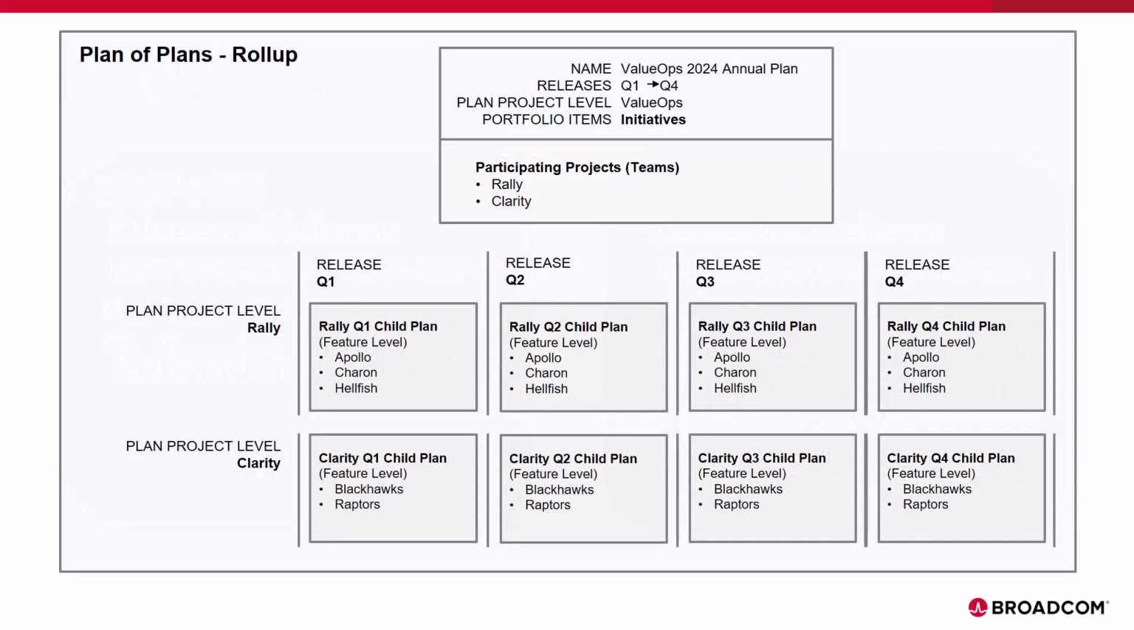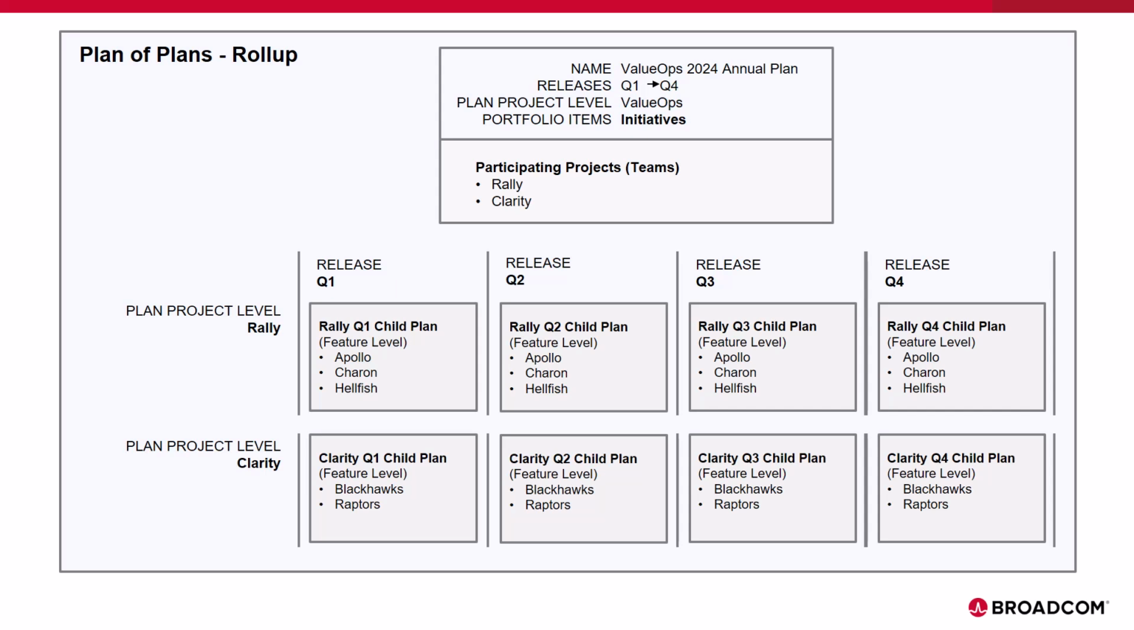This is a diagram of a roll-up plan of plans that's similar to the first roll-up plan we described. This is a plan for our ValueOps project for Q1 through Q4. This plan was created in our ValueOps project and at the initiative level. We added the projects for Rally and Clarity. I did omit Connect All just for the sake of space, but remember that you don't have to include every descendant project in your rollup plan.